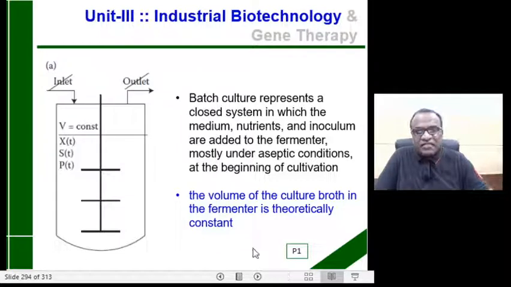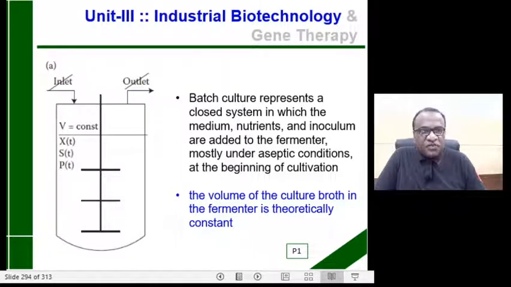If you just look at this illustration, the inlet is crossed and even the outlet is crossed and the V is kept constant. That is, the volume of the culture broth in the fermenter is theoretically constant. And the medium, nutrients and inoculum are added to the fermenter at the beginning of the cultivation itself. That's why the inlet and the outlet are crossed. And now we are saying that the volume of the culture broth in the fermenter is theoretically constant.